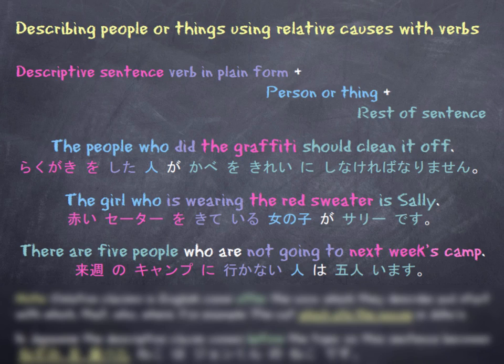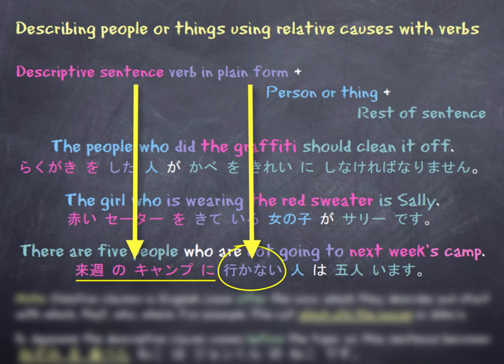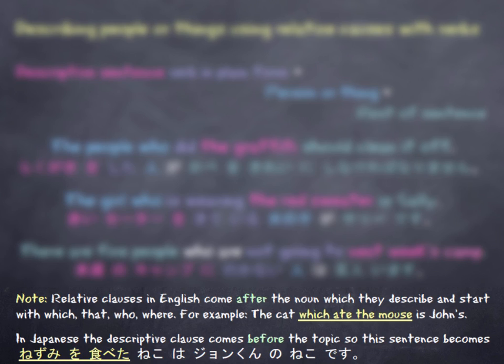There are 5 people who are not going to next week's camp. 来週のキャンプに行かない人は5人います. Our descriptive sentence is 来週のキャンプに, next week's camp, 行かない. So we've got our verb here in plain negative state. 行かない, not going. 人 is person or people. And we finish here with 5人います. There are 5 people.